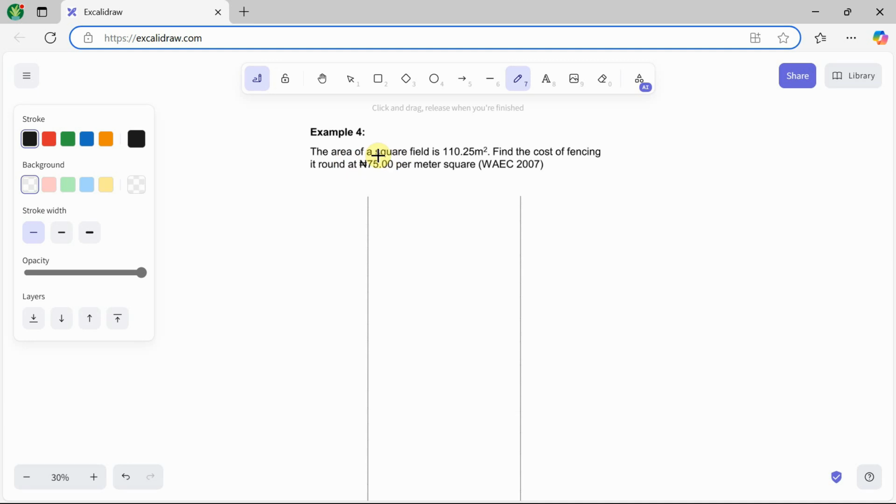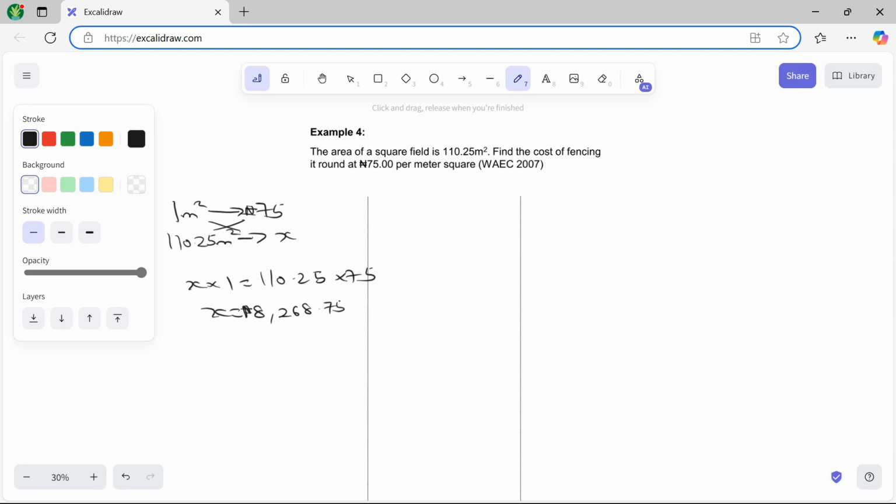Welcome back. Let's solve it together. So the area of this square field is 110.25, but the cost of 1 meter square is 75 naira. So we can just say if 1 meter square is costing 75 naira, then how much would 110.25 meters square now cost? So we can cross multiply and say x times 1 is equal to 110.25 multiplied by 75. X times 1 is x. 110.25 multiplied by 75 gave me 8,268.75. So in terms of naira, this is our value. To fence this square field, it will cost you 8,268 naira 75 kobo.